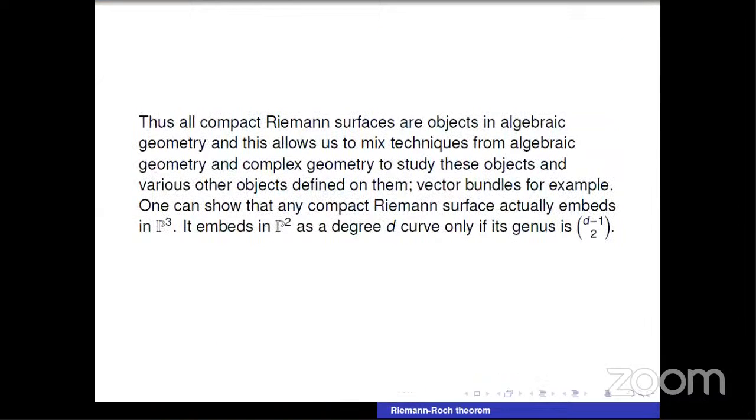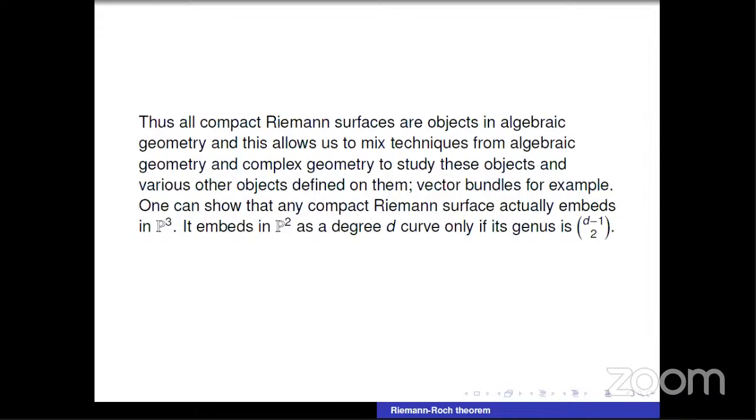Thus, all compact Riemann surfaces are objects in algebraic geometry, and this allows us to mix techniques from algebraic geometry and complex geometry to study these objects and various other objects defined on them, vector bundles, for example. So this makes the subject rich, this mix of algebraic geometry and complex geometry to study Riemann surfaces and things like vector bundles on the Riemann surfaces. Proving, for instance, that the vector bundles admit nice metrics and all such things.